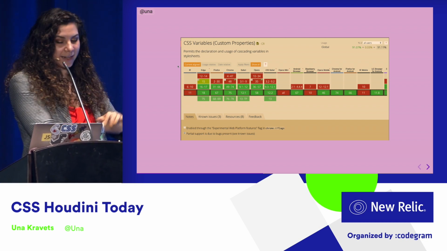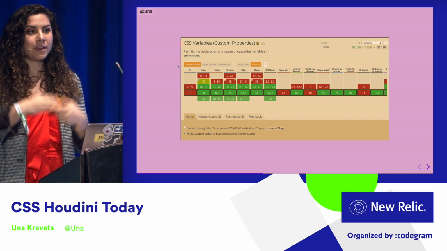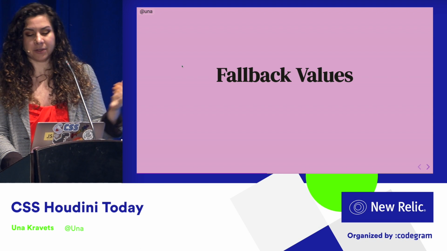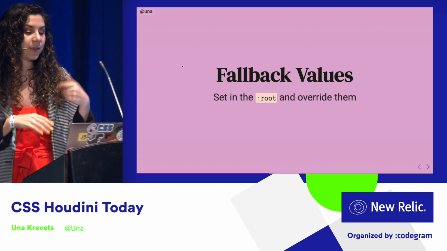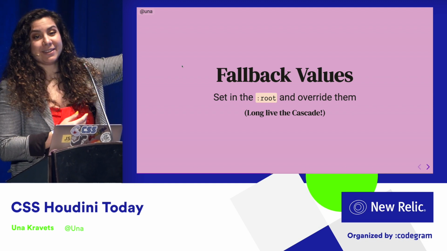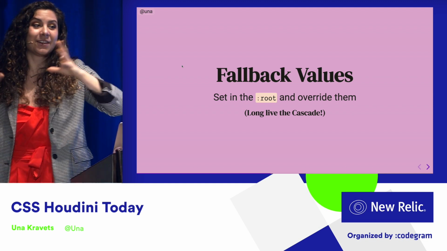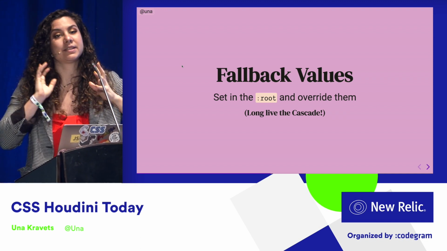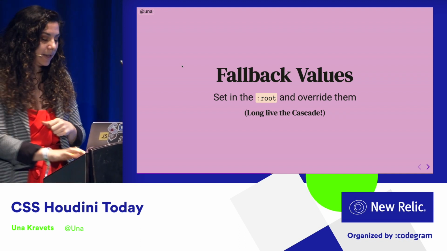It doesn't work in IE 11, but works in all of the evergreen browsers today. So you can use custom properties for fallback values. You can use those to set the root and then override those, but that's because the cascade is great. You can also update those inside of your elements. I think that this is something that people are definitely using today and can use in the future.